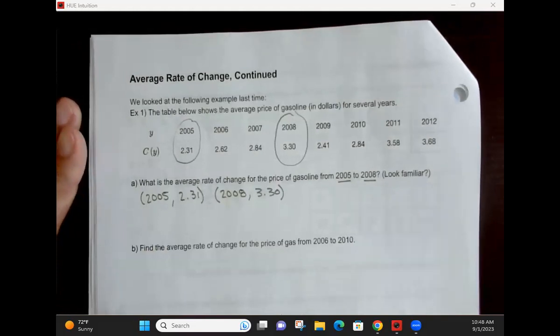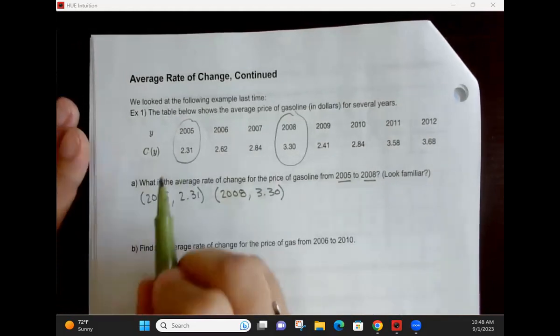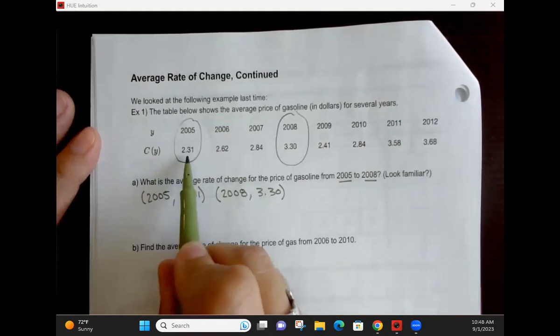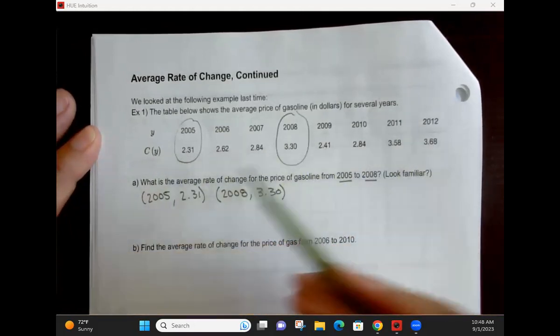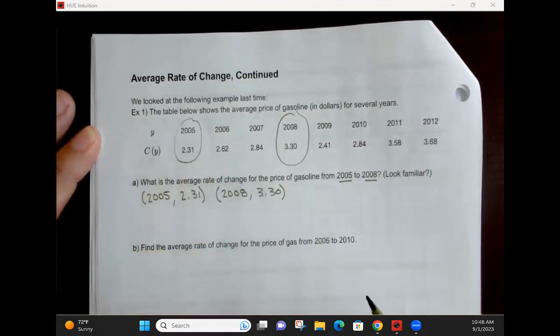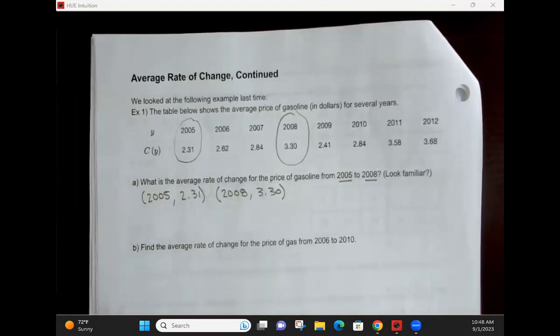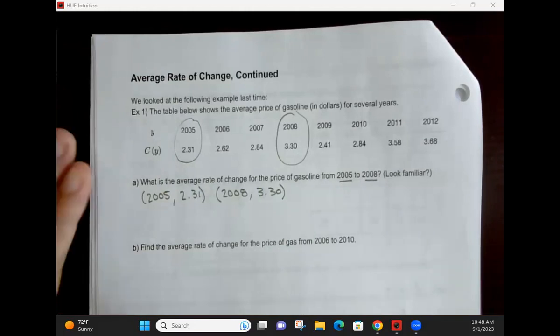Okay. This is a non-linear function. I can tell because my y values, my output values, are going up and then down and then up again, and they go up by different rates. So I know that this isn't linear. I know that I couldn't describe this with a line. So that's why I'm not saying find the slope. I'm saying find the average rate of change.